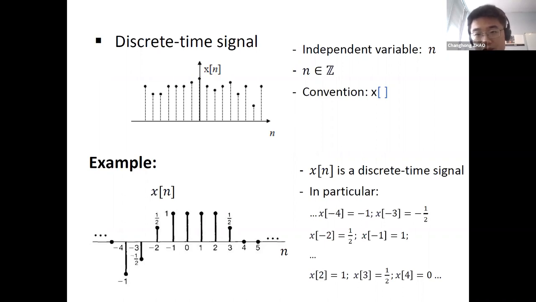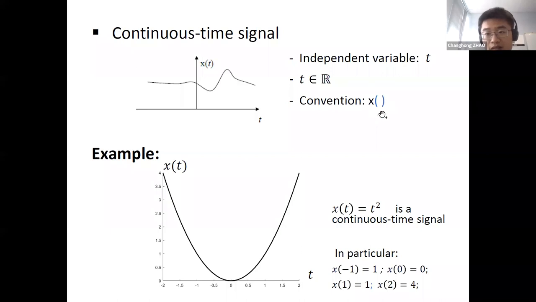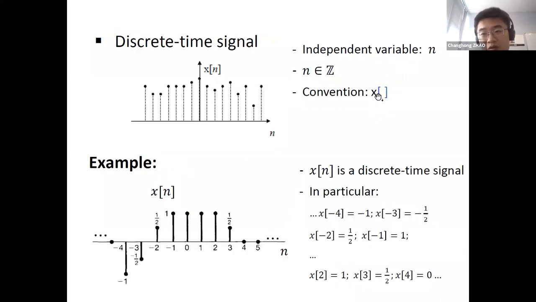And we use a different convention to denote a discrete time signal from the continuous time signal. For the continuous time signal, we use round brackets. For a discrete time signal, we use square brackets. This is an example of a discrete time signal x of n. So n is the horizontal axis, taking all the values of integers. And for every integer, for example, n equals minus 4, x of minus 4 equals minus 1.